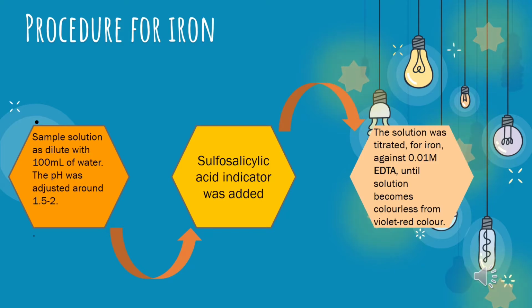The procedure for the analysis of iron is that the diluted sample was taken in Erlenmeyer flask and the EDTA was taken in burette, and the pH of the sample containing analyte was adjusted around 1.5 to 2, and the sulfosalicylic acid was added as an indicator, and the color of solution became violet red, and then the solution was titrated by 0.01 molar ethylene diamine tetraacetic acid, and the end point was indicated when the solution becomes colorless from violet red color. After that, its concentration can be determined by using dilution formula.